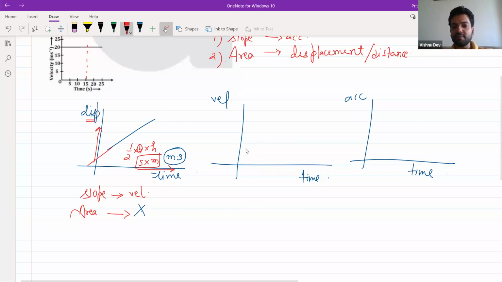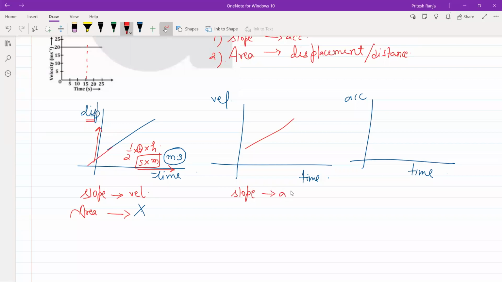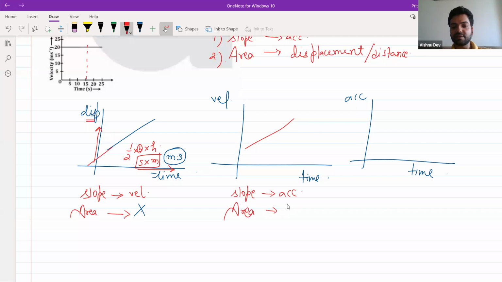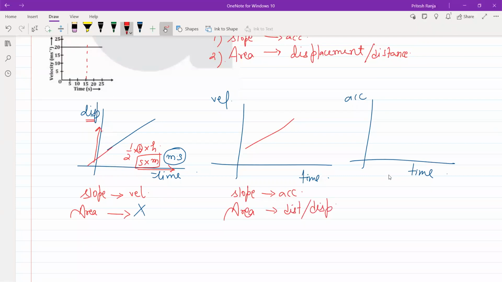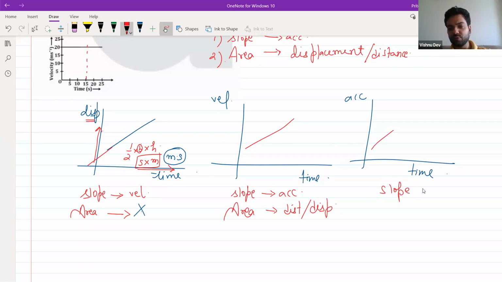Talking about velocity time, its slope will give us acceleration, right? And area will give us distance or displacement. Okay, all right. Acceleration, in the same manner, slope won't be used. How do you find slope, guys?